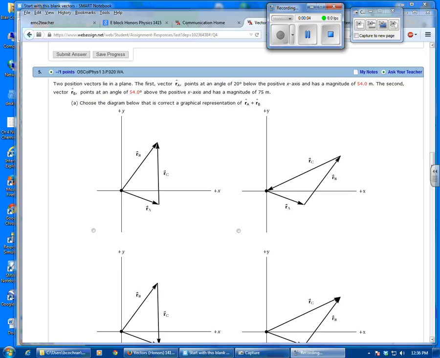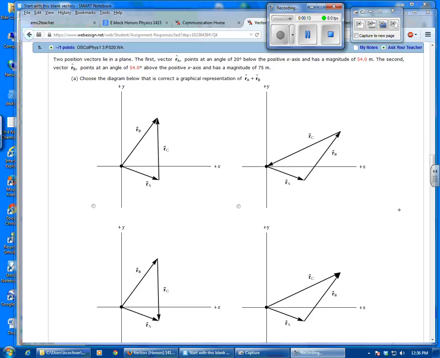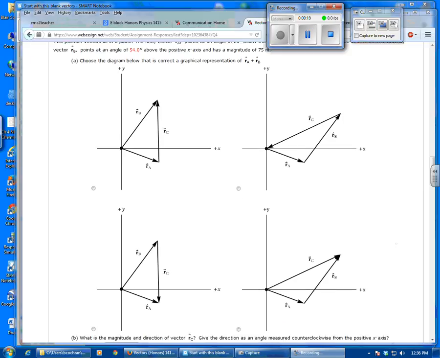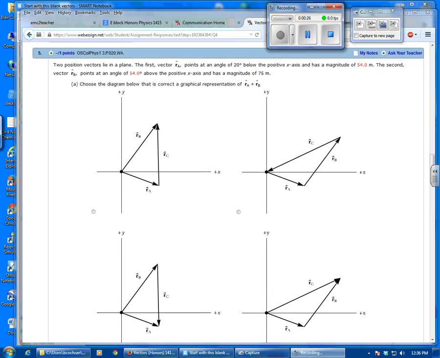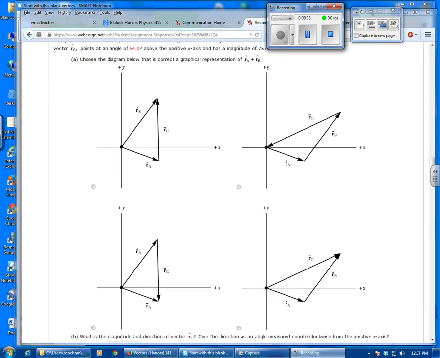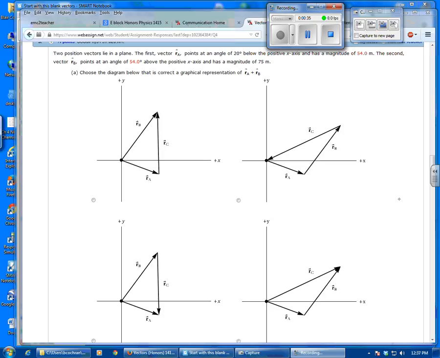Number five. Two position vectors. So I'm looking here for first the RA vector that's 20 degrees below the positive x-axis. So they all have RA vectors that are that. And then I'm looking for an RB vector that has an angle of 54 degrees above the positive x-axis. And they all have that, so that's good.